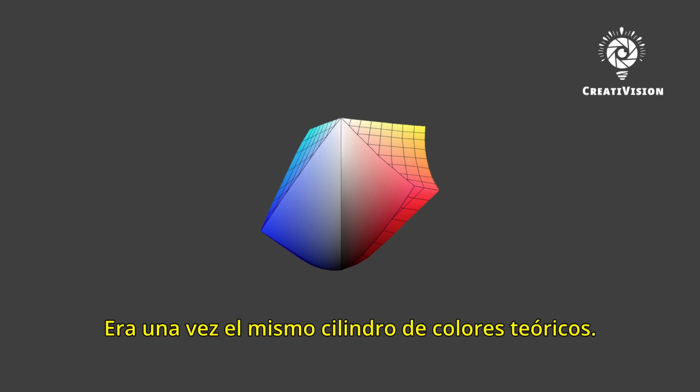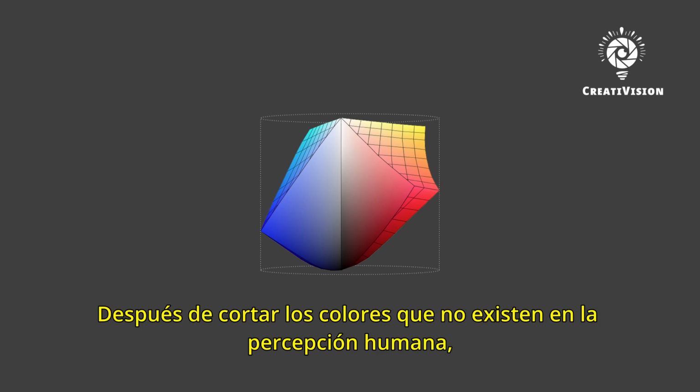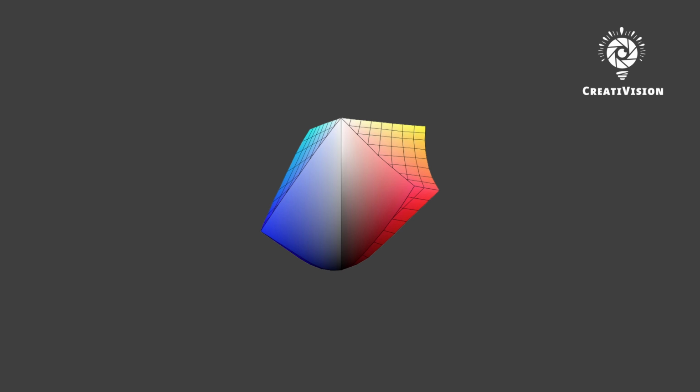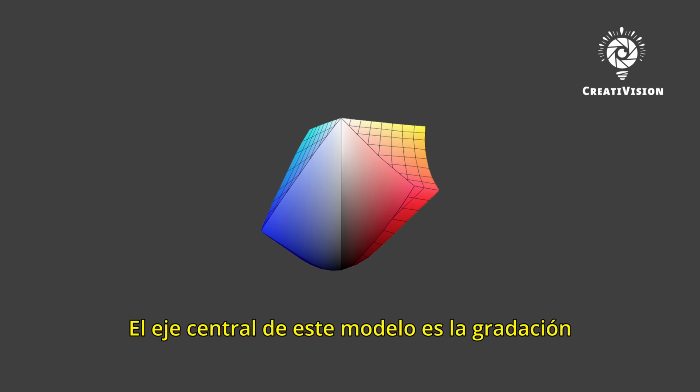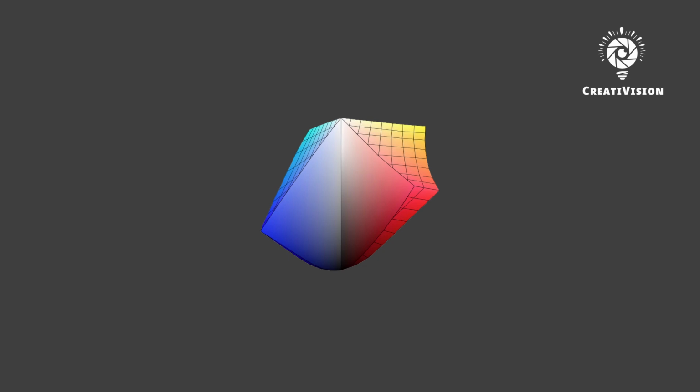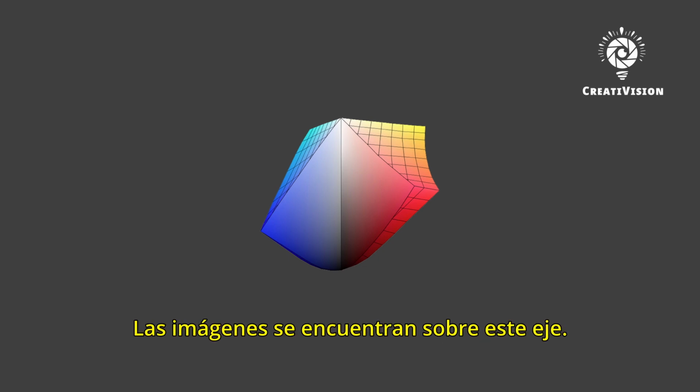It was once the same cylinder of theoretical colours. After we cut off colours that do not exist in human perception, we get a model of the full human colour gamut. The central axis of this model is the gradation of neutral shades from black, bottom, to white, top. The shades of black and white images lie on this axis.